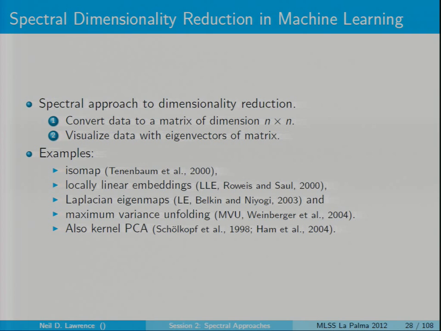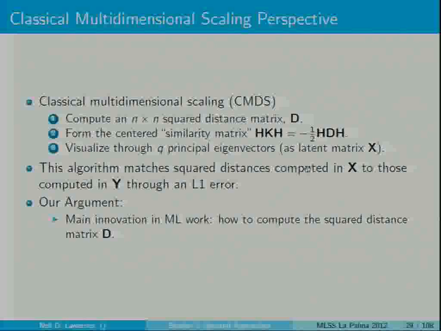But the way these other well-known techniques, Isomap, locally linear embeddings, Laplacian eigenmaps, maximum variance unfolding, operate is somewhat different to PCA, and they do lead to a reduced dimensional representation rather than an expanded feature set. So my favorite example to start with is classical multidimensional scaling. Again, that's just a review of the CMDS material.